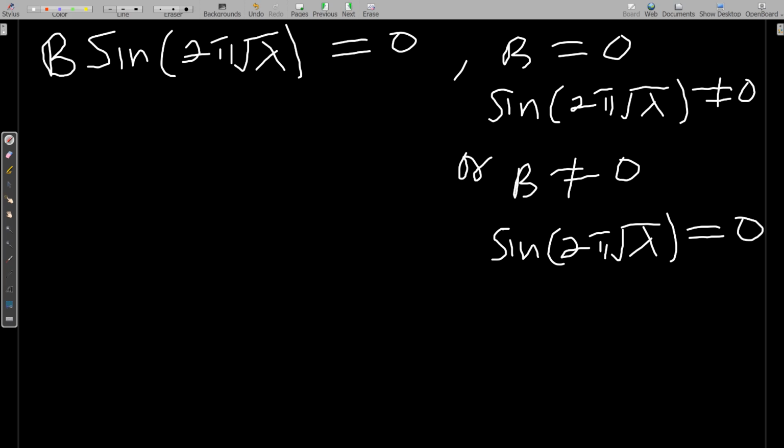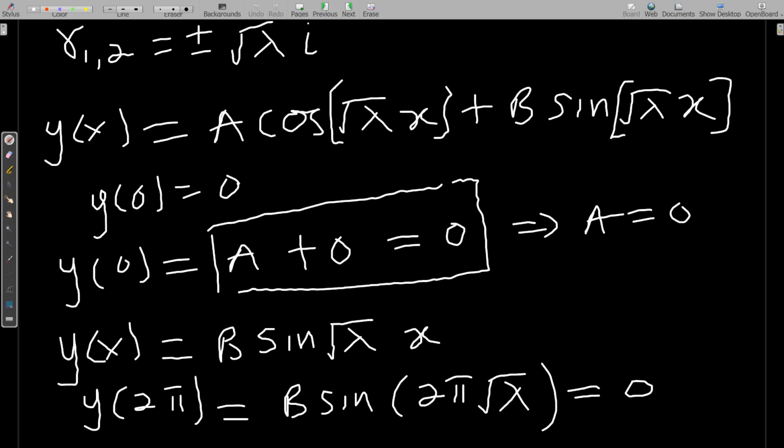Now this is the case. If b is equal to 0, then it means that the solution y of x has turned to 0, because it has turned to b sine of this. This is what we had for y of x. So if b is 0, then we have y of x equals 0, which is the trivial solution. I hope you get the point. We are using the b is 0 from this part. If b is equal to 0, then if you put b back in y of x, we still have a trivial solution.